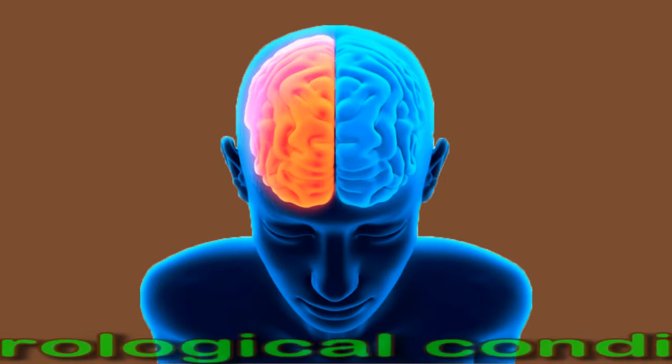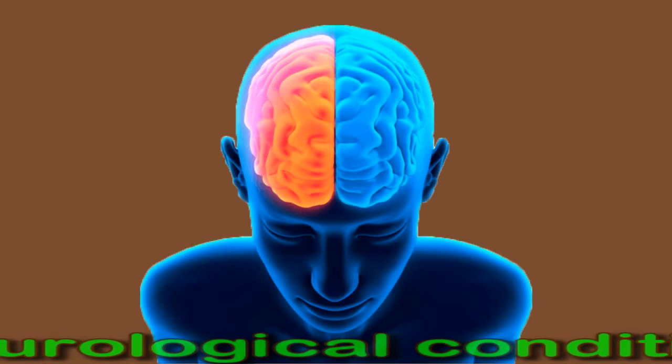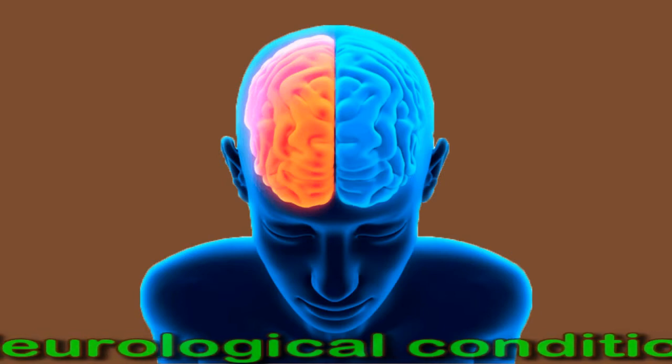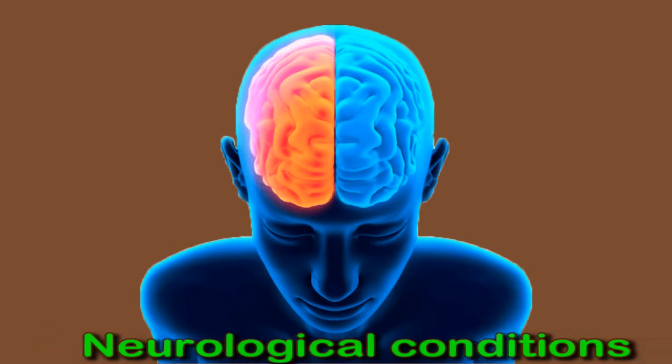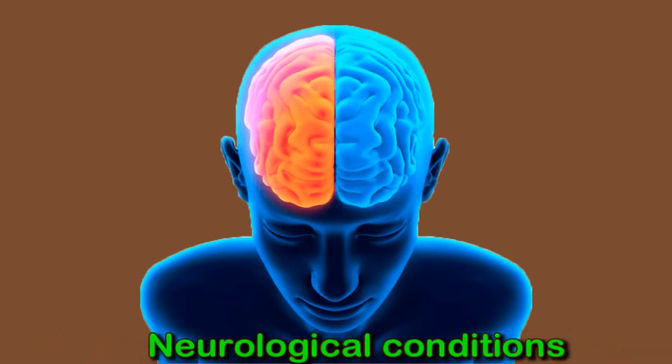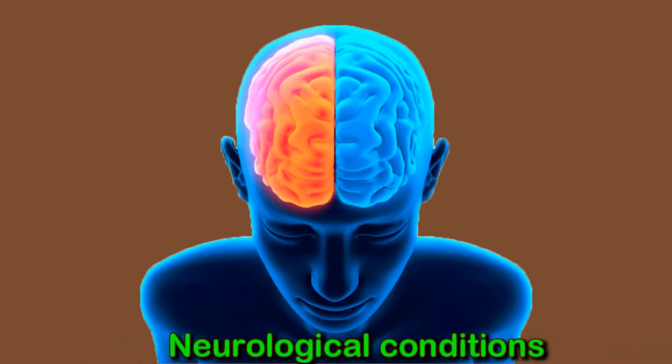Neurological conditions. Some neurological conditions that can cause shaky hands include multiple sclerosis. Many people with multiple sclerosis experience some degree of tremor. This often develops when the disease damages areas in the pathways of the central nervous system that control movement.